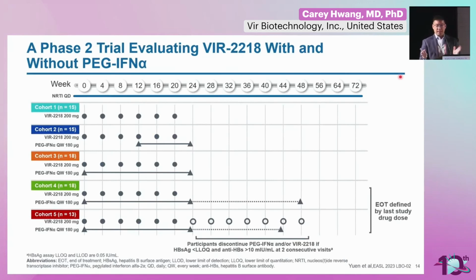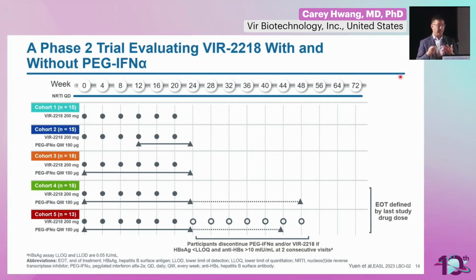I wanted to bring this study as well, because this is setting up what we're trying to do next. This is data we also presented at EASL earlier this year, looking at a combination of the siRNA VIR-2218 with pegylated interferon alpha. In this study, we had different cohorts looking at siRNA monotherapy, lead-in, and then combination with pegylated interferon: 24 weeks of concomitant administration, and then up to 48 weeks of co-administration of both the siRNA and interferon.